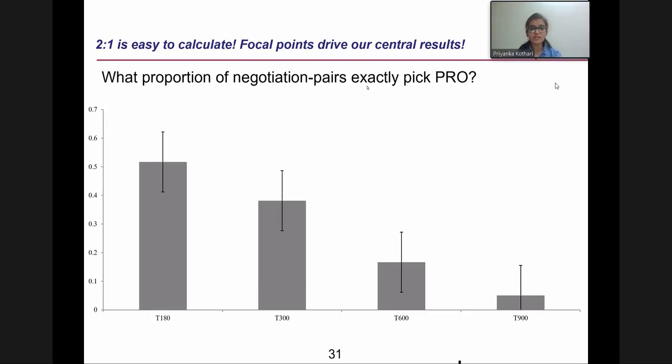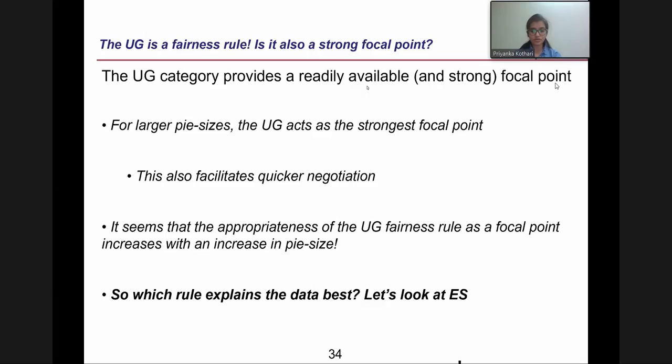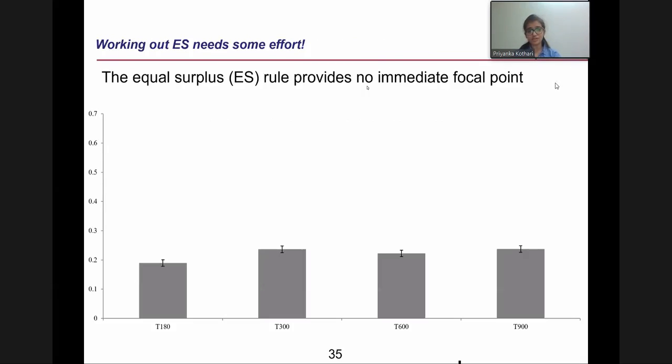the treatment 900 do not prefer to choose the PRO solution as much as the treatments with lower pie size. The next thing we see is the UG solution, the proportion of people who pick the UG solution in the bargaining setup, and we see that its popularity increases as the pie size increases. Over here you can see the maximum is at 900 and 600. So the higher the pie size, the more people are choosing exact UG solutions. Now we also look at ES. ES doesn't seem to be a popular choice at all, but it is quite a stable choice across all the treatments.